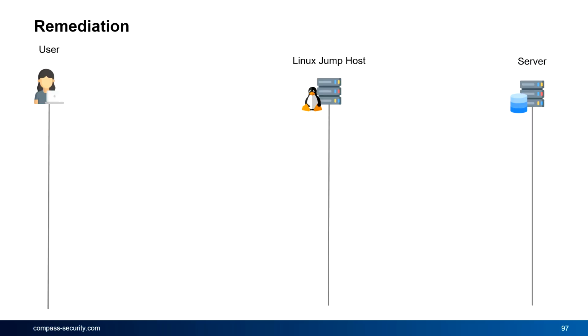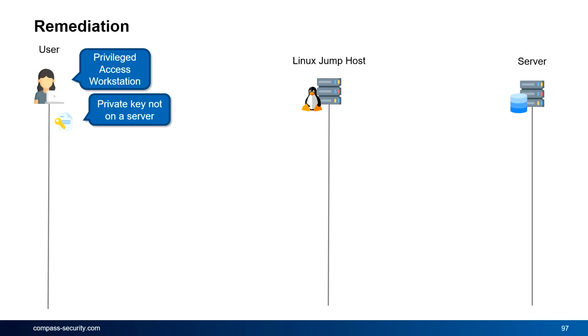Now the fixed setup would look like this. We have Alice on the left, and she still wants to access the server on the right. Now she has a privileged access workstation that is especially hardened. So she only has limited access, she cannot execute all kinds of software, maybe there's no internet access on this, just a hardened workstation. Then the private key is stored on this workstation, so not on a server anymore, and it's still encrypted using a passphrase.